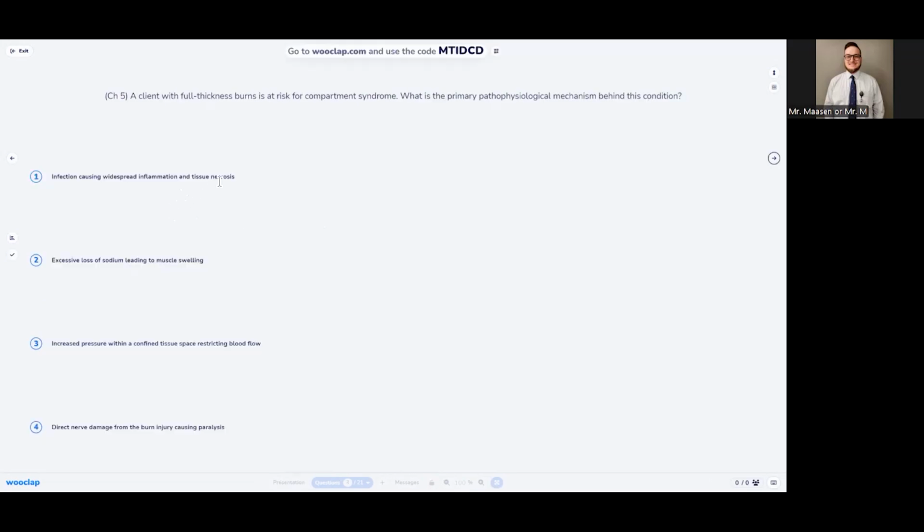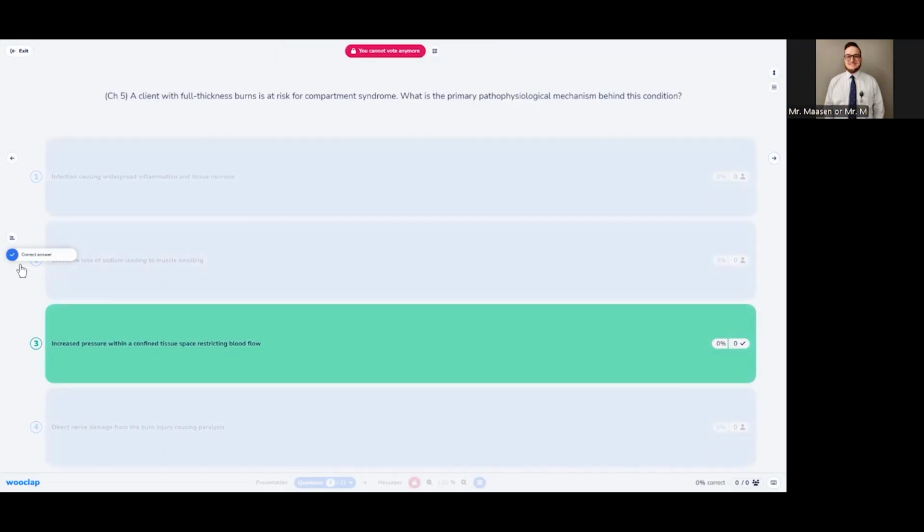Last NCLEX style question. The client has a full thickness burn, is at risk for compartment syndrome. Maybe, hopefully, you've heard of that before. What is the primary pathophysiology mechanism behind this condition? So, what would be the potential cause of compartment syndrome? I hinted at this, so think about it for a minute. Yeah, pause the video if you need to. If you said number three, you're correct.